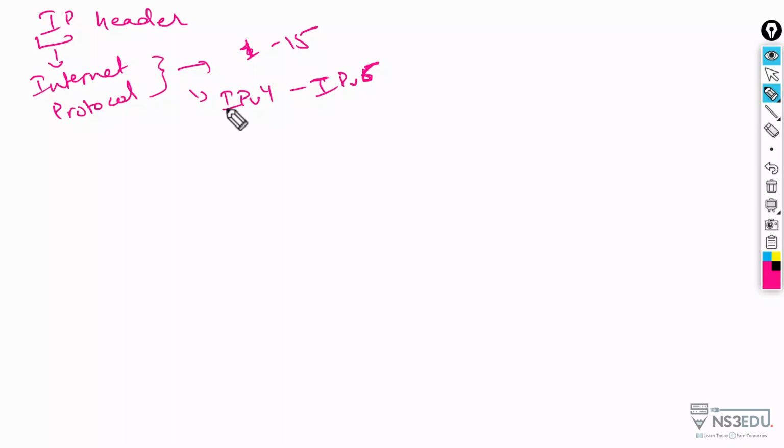Although there are many other versions, we are going to study just version 4 and version 6. Why? Because all those other versions either were not successful, they were not able to make it in the market, but IP version 4 and IP version 6 are still working in the network, and they have their own significance. Now first we will be studying the IP version 4 header. Each and every protocol has its own header. In the same way, IP version 4 has its own header.